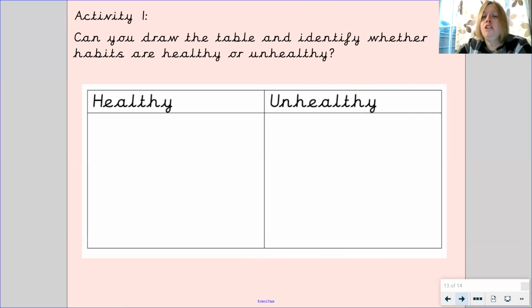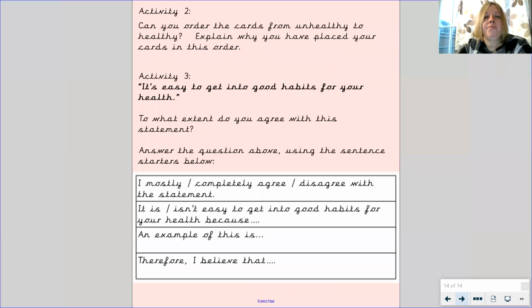Activity 1. Can you draw the table and identify whether habits are healthy or unhealthy? So what you need to do for activity 1 is to get your ruler. You need to draw your table on your piece of paper. You need to write the headings healthy and unhealthy. Then the pictures that we've looked at, you need to decide whether they would go in the healthy column or the unhealthy column. So go back over those 8 statements and decide whether they're healthy habits or unhealthy habits.